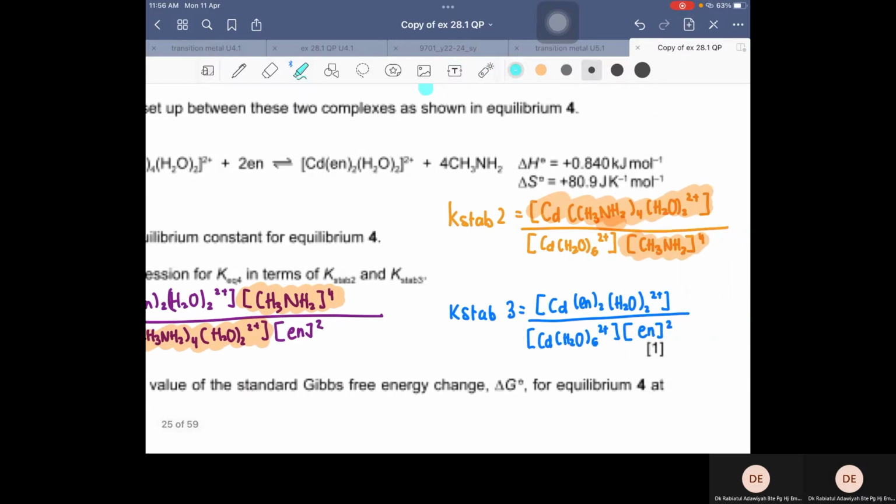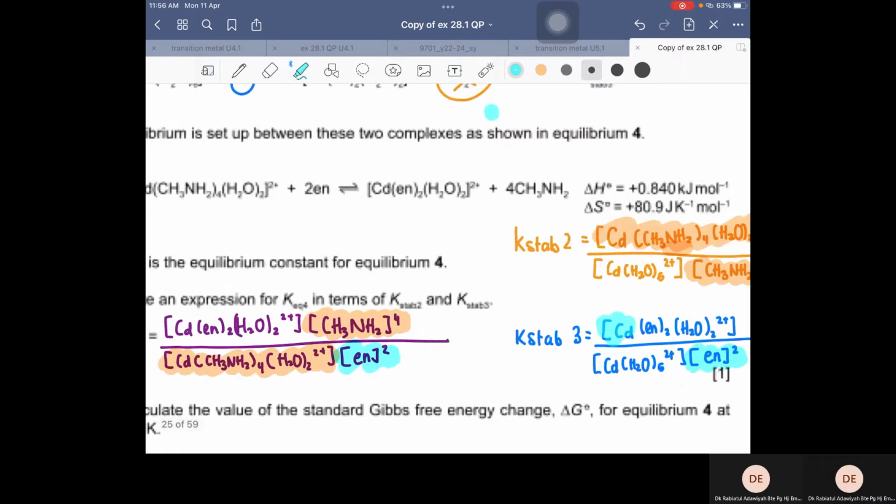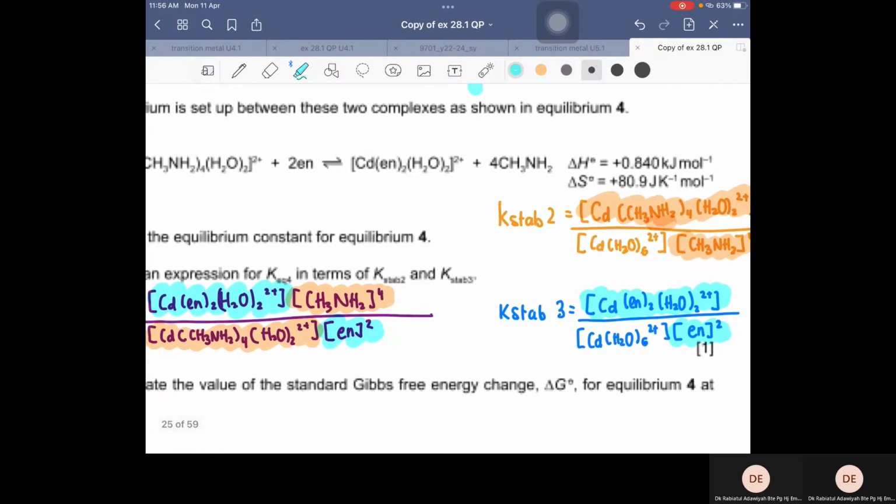Okay, next hint. Do you see En to the power of 2 here? En to the power of 2 here? And then Cd, close, getting warmer. I think it was Lim's answer. CdEn2 H2O2 2 plus. Can anyone see it? K step. Close. You're going there, but not correct yet. Sorry, Ayman? Yes, it's K step 3 over K step 2.